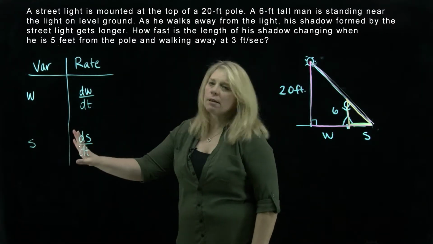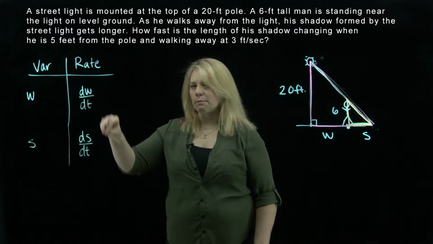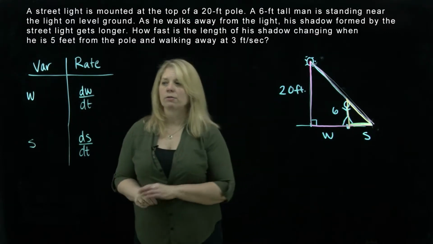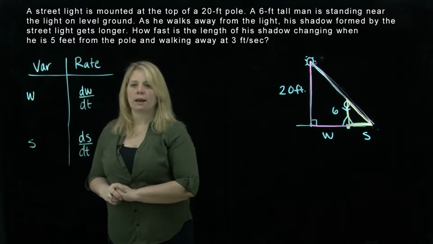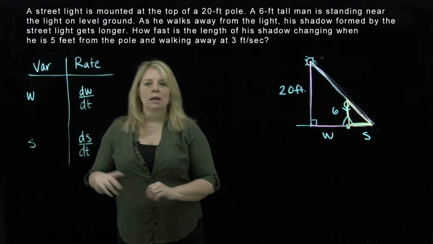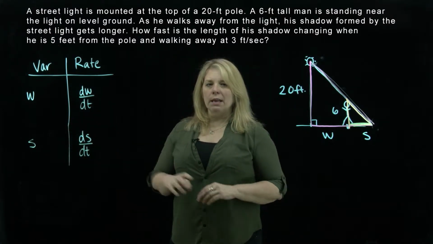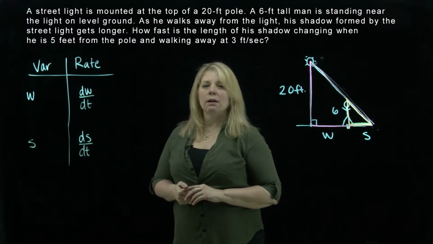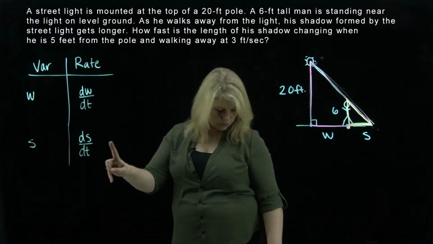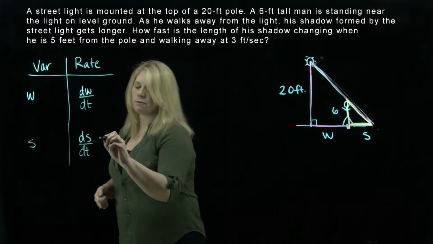I'm going to go over here, though, and label my variables and my rates so that when I take all those derivatives, I'm ready to just plug things in and find what I need to find. All right, so as he walks away from the light, his shadow is getting longer. How fast is the length of his shadow changing? So that's what we need to find.